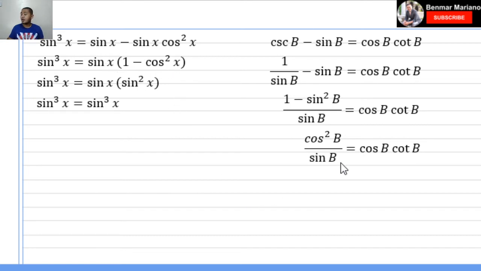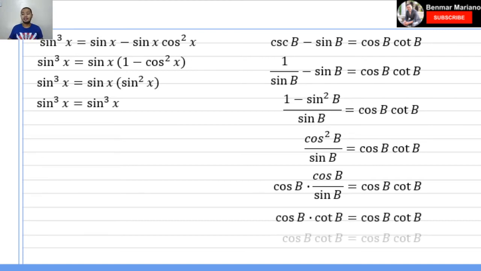Next, cosine squared b can be written as cosine b times cosine b, just like 3 squared. 3 squared can be written as 3 times 3, correct? So in that case, this will now be cosine b times cosine b over sine b. And simplifying cosine b over sine b, this can be written as cotangent b. Okay? So applying the quotient identity, in that case, we already showed that cosecant b minus sine b is equivalent to cosine b cotangent b.